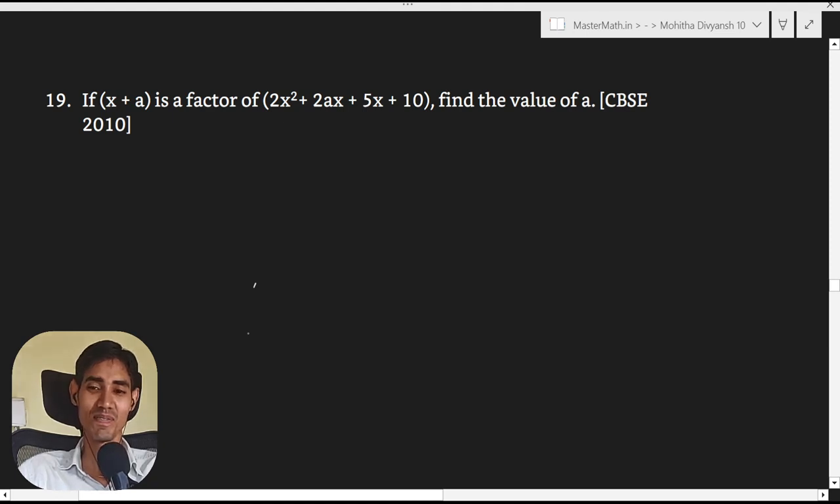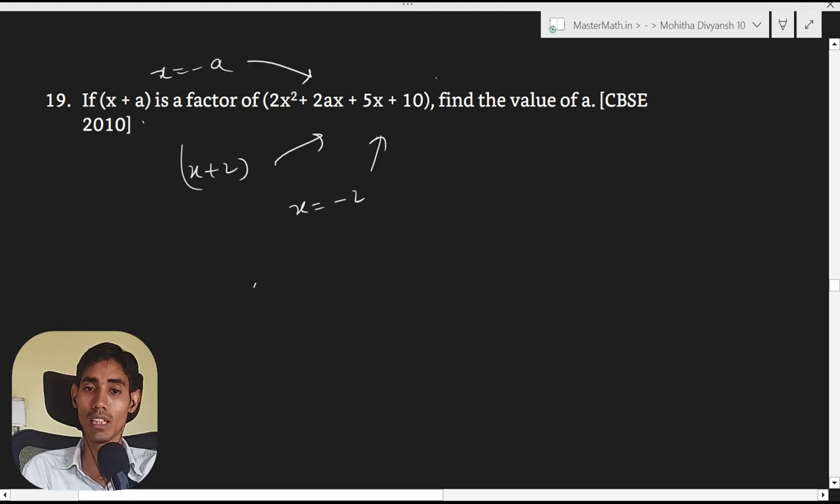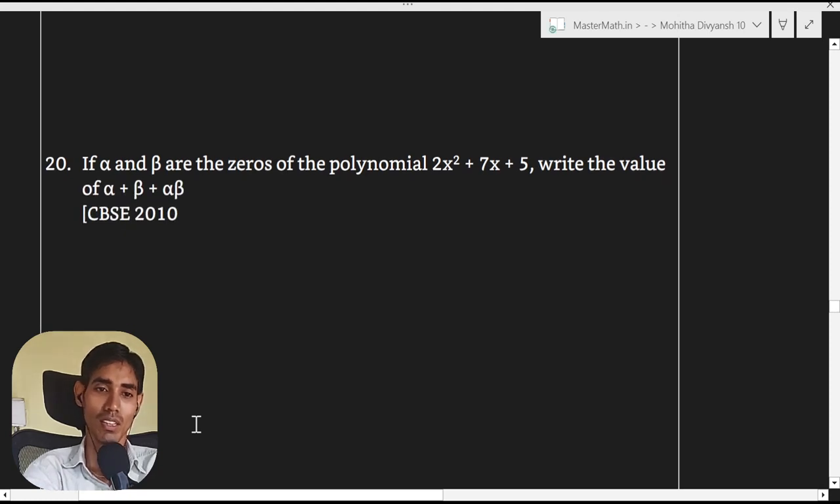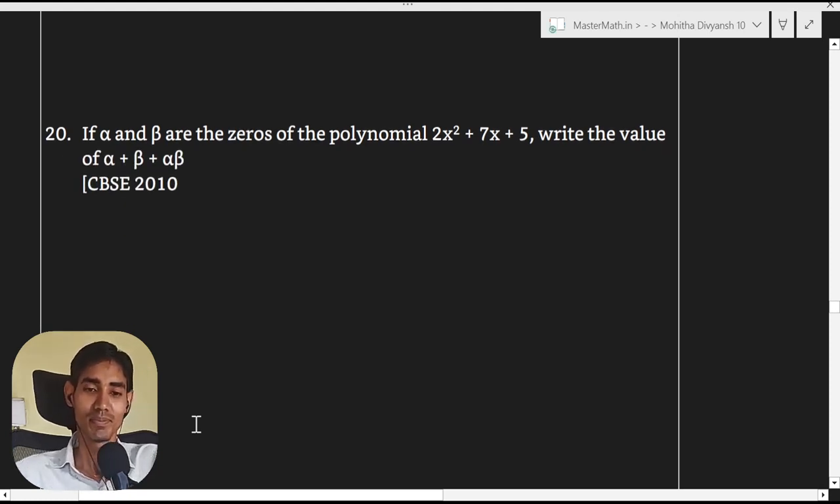So x is equal to minus a. It's the factor theorem. If x plus 2 is a factor of something, then x equal to minus 2 would give us a 0 for this polynomial, right? So substitute x equal to minus a in this, equal to 0, because factor, zeros, roots, everything is the same. You will get some value of the missing variable. Okay, 20.